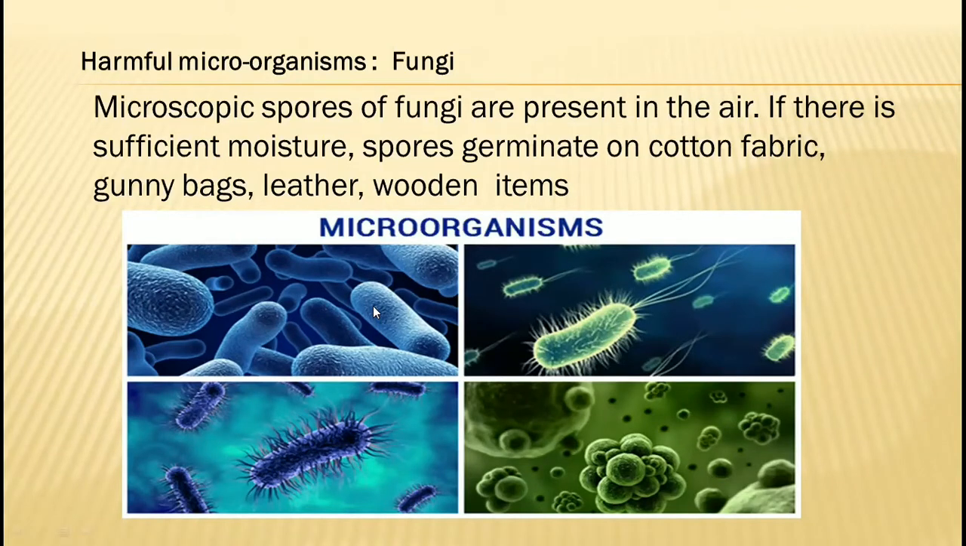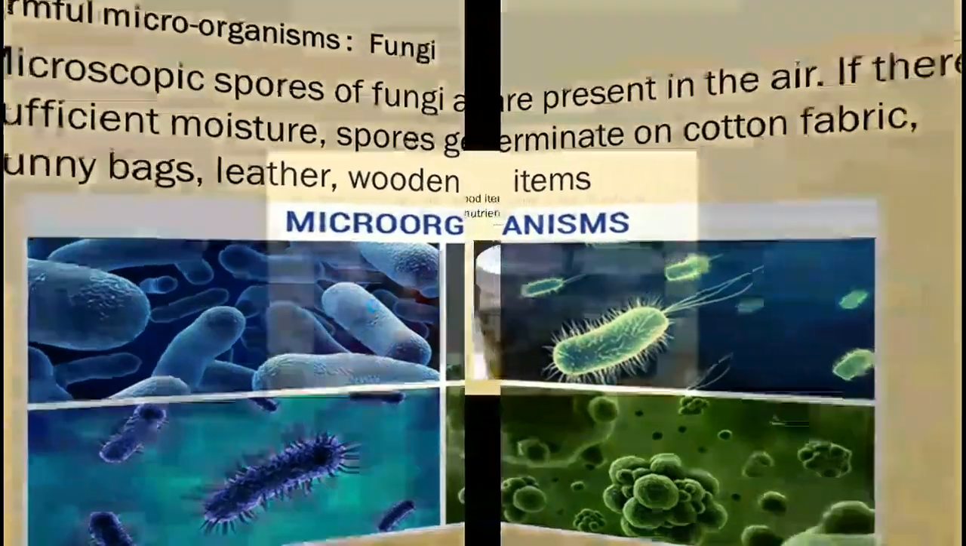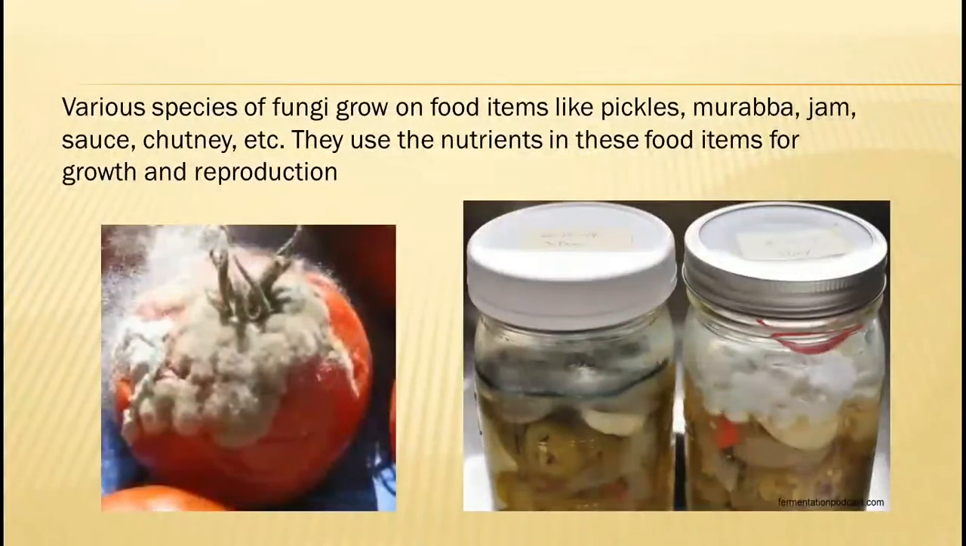Various species of fungi grow on food items like pickle, fruits, and vegetables. Then there are murabba, jam, and sauce. These show different types of fungi, and if fungi are growing on the food, then you cannot use this food.